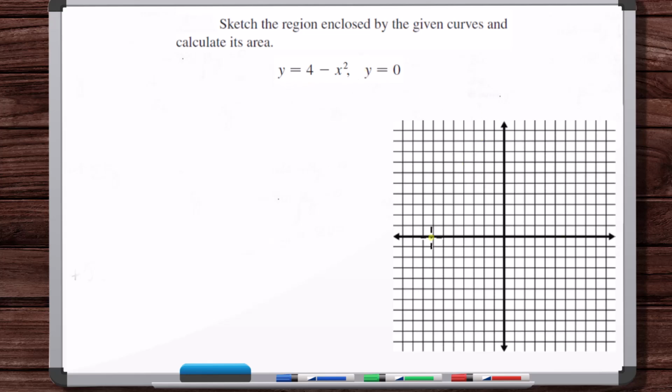Okay. Sketch the region enclosed by these curves. So y is equal to 0 and y is equal to 4 minus x squared. So this is y is equal to 4 minus x squared. That's a parabola, right? That's a downward facing parabola that's been shifted up 4 units. So that's 1, 2, 3, 4. There's the vertex. And then, okay, so like 1, 1, 1. So it goes through here. 2, 1, 2, 3, 4, like that.